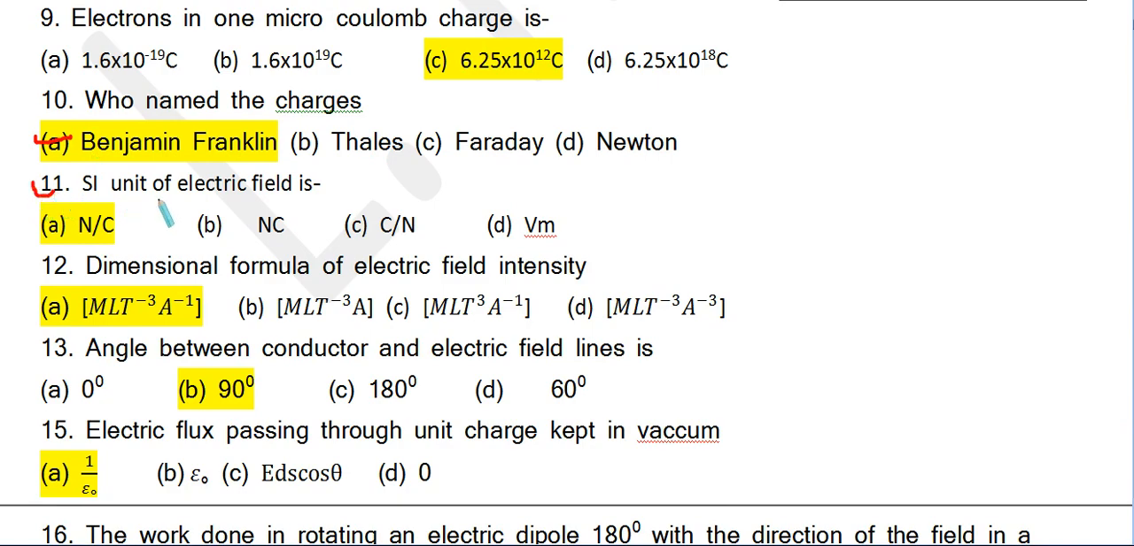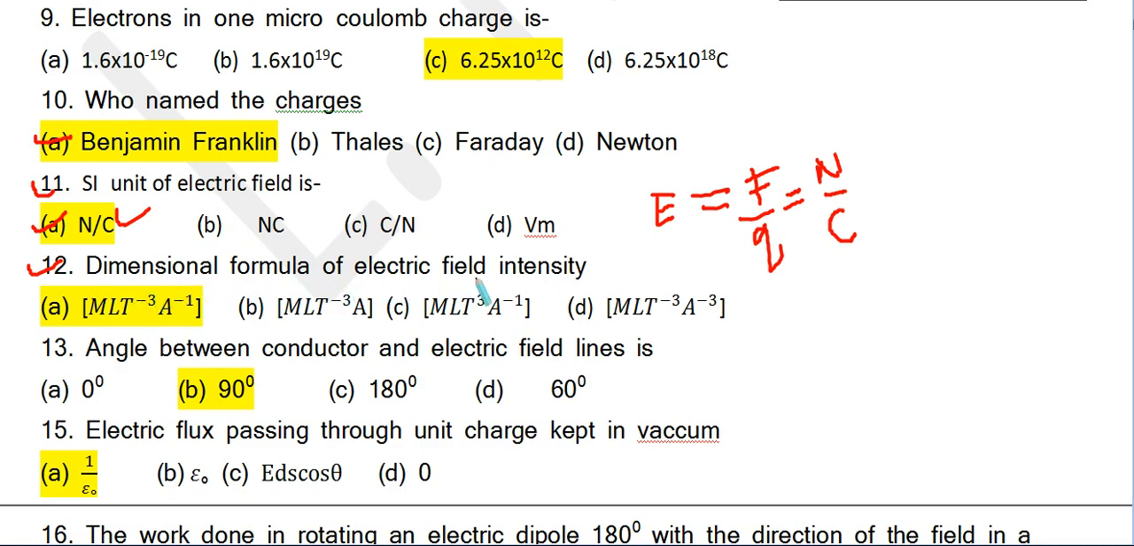Question number 11. The SI unit of electric field is Newton per coulomb because E equals F upon Q. So the unit of force is Newton and the unit of charge is coulomb, hence its SI unit becomes Newton per coulomb.